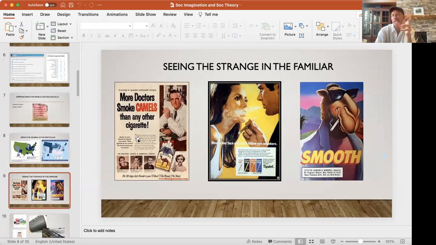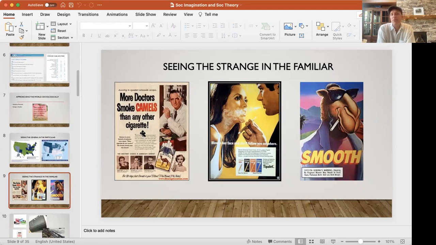This is an advertisement, 1950s, 60s, where doctors were actually promoting smoking particular brands. Kind of strange, right? We can see the strangeness when we look back in time because we have more objectivity, right? You've got to be thinking, when this advertisement was there in people's environment, people didn't see it as being strange. That was just a normal part of everyday life, right?